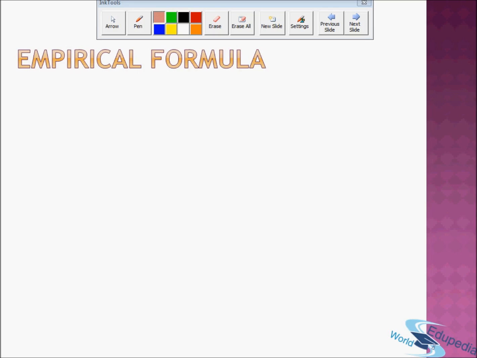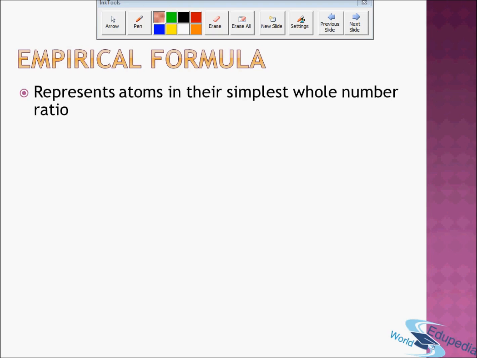So empirical formula is nothing but molecular formula in which we have removed the highest common factor from each element's subscript. It will be much more clear in a few minutes. So empirical formula represents atoms in their simplest whole number ratio.